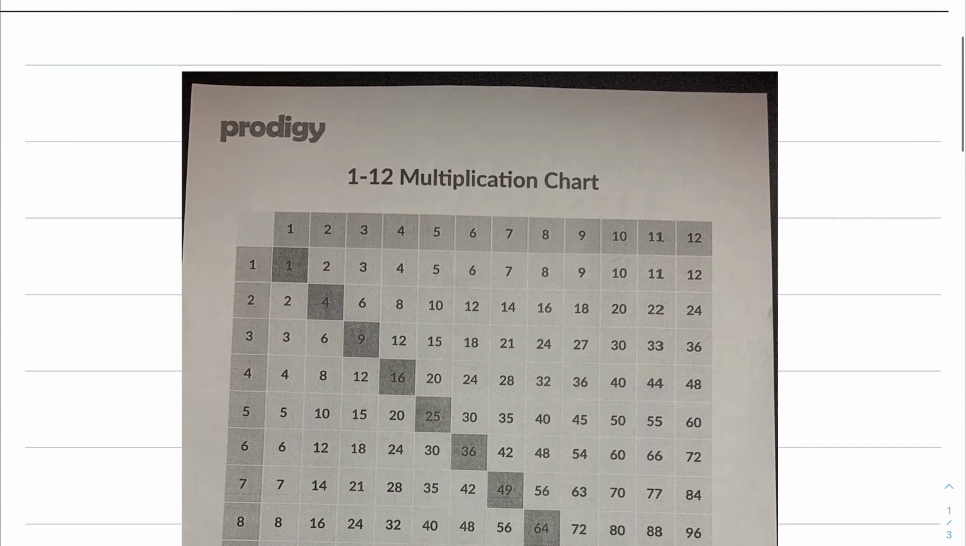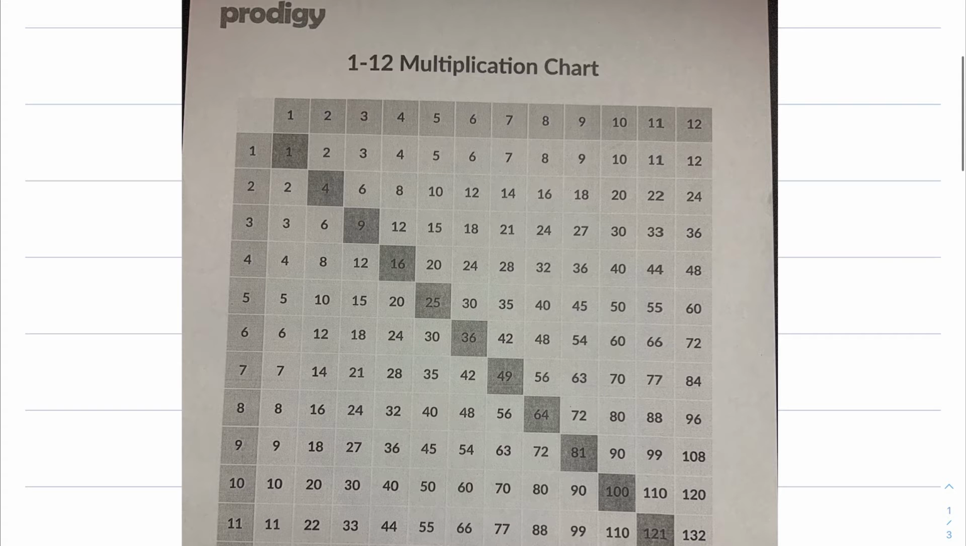I have provided here a multiplication chart. This is for those who are still working on getting those multiplication facts memorized. This is something that can really help you when doing multi-digit multiplication. I do recommend working on your multiplication facts and getting those down. It will really help you when doing multi-digit multiplication.